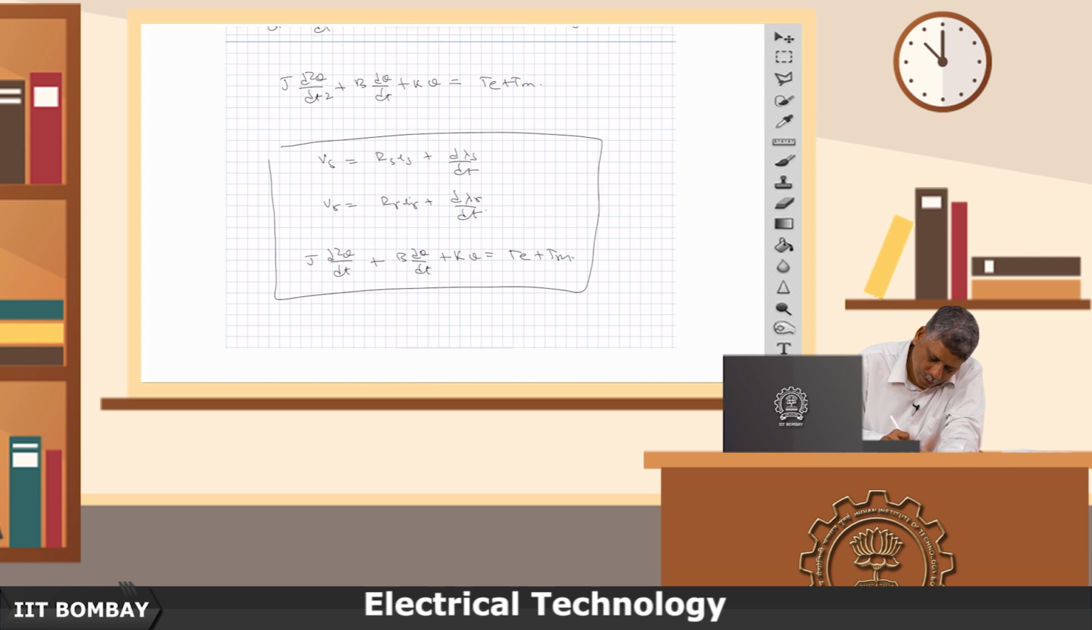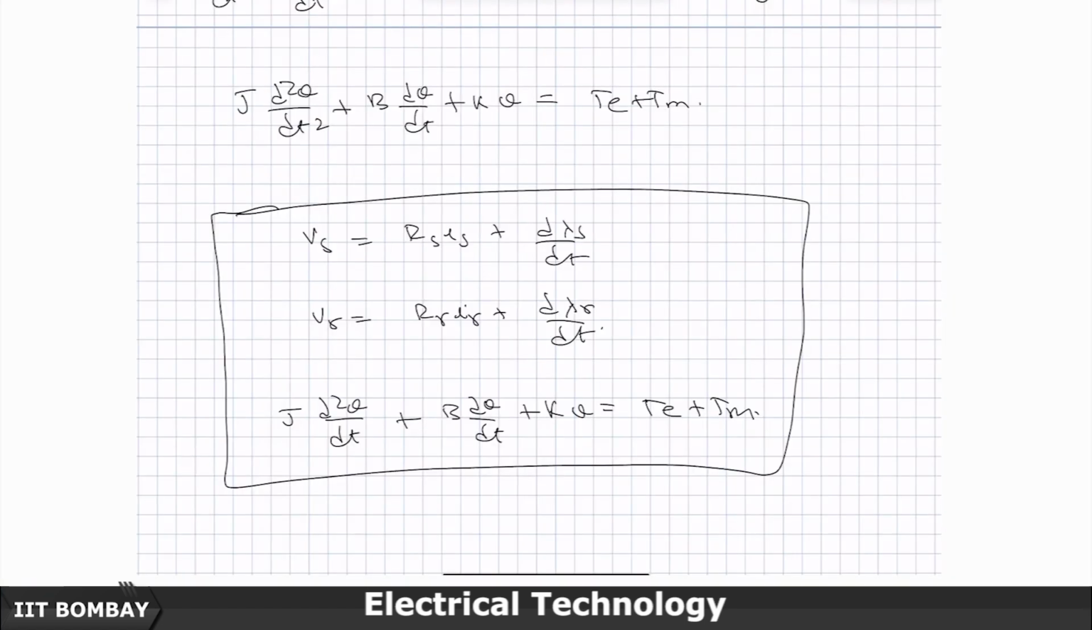These three equations describe the complete single phase rotating machine. This is called the state space model for the rotating machine. Actually, for state space model we will want to write this as d omega by dt and then omega as d theta by dt. So, actually 4 state variables will come into picture.